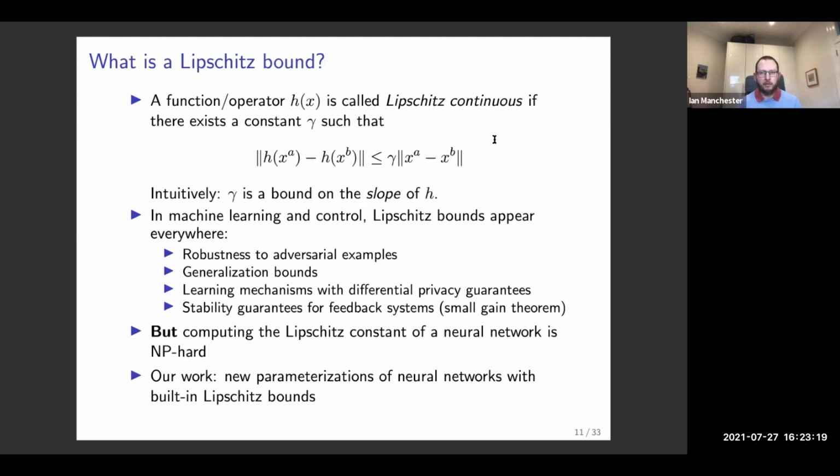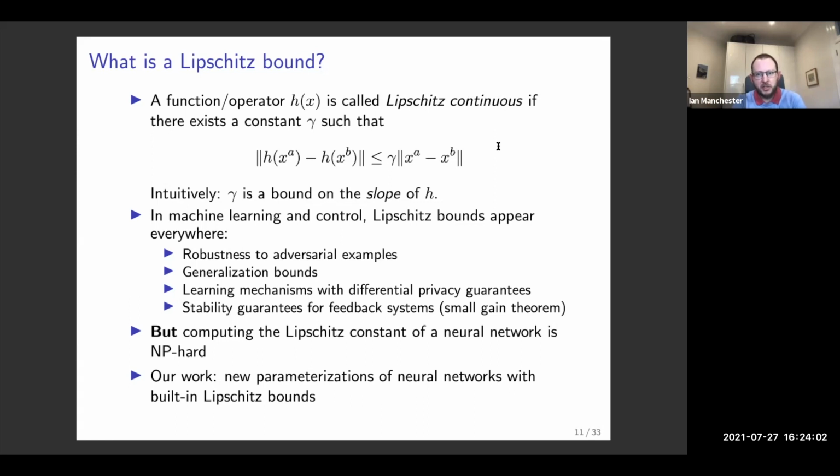So this is kind of a gain. It's almost like the volume control on the network. If gamma is small, then small differences in inputs result in small differences in outputs. If gamma is really, really large, then it may be the case that with very small differences in inputs, you can get very large differences in outputs. Roughly speaking, at least for scalar functions, gamma is a bound on the slope of the function. But this also makes sense in higher dimensional spaces, as long as you have some norm defined on the input and the output spaces.